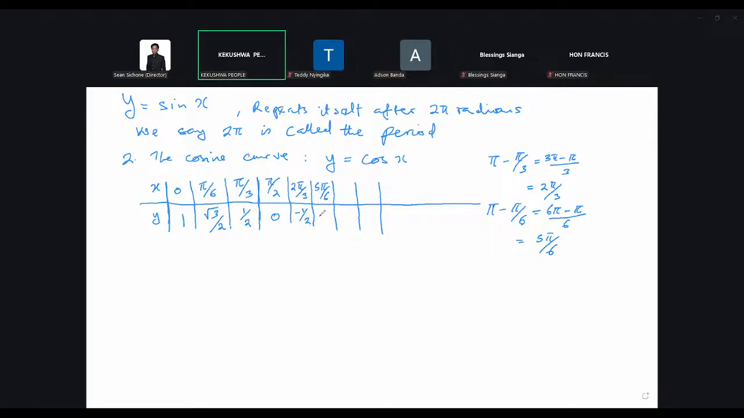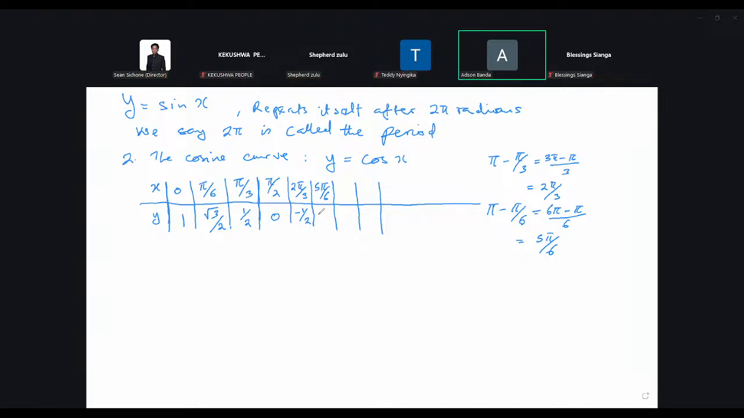One over two. Sorry? Negative root 3 over 2. Right, so it's negative root 3 over 2.